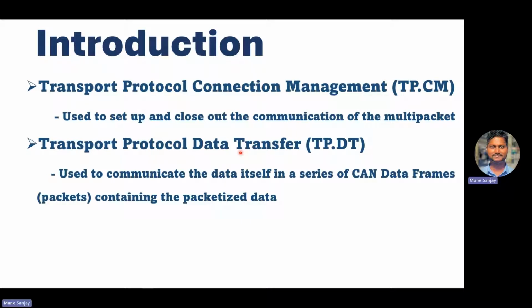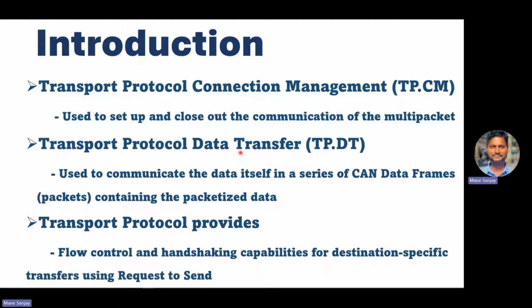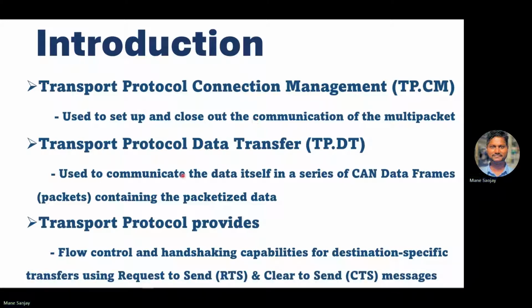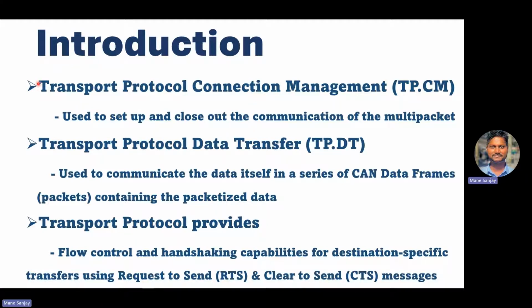Okay, so what does the transport protocol provide? Basically, it provides flow control and handshaking capabilities for the destination specific transfers using request to send and clear to send. These are the two messaging formats used while transmitting and clearing the communication. So this protocol provides flow control and handshaking capabilities for destination specific addresses with the help of request to send and clear to send.